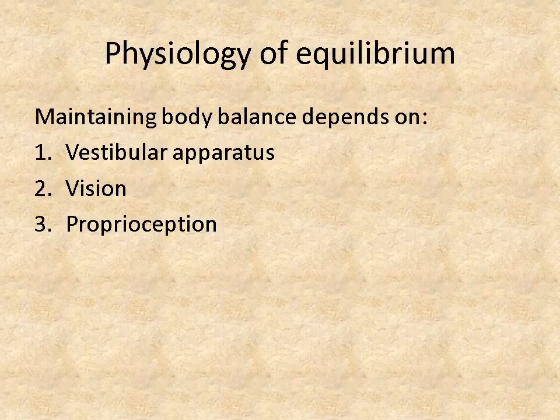Physiology of equilibrium, I will not mention this in details right now. We need to know that what maintains the body balance is vestibular apparatus, vision, and proprioception. What is the vestibular apparatus? The vestibular apparatus is composed of the semicircular canals, 3 semicircular canals lying perpendicular at 90 degrees to each other, and the otolith organ inside the vestibule. The otolith organ is composed of 2 chambers, the saccule and the utricle.